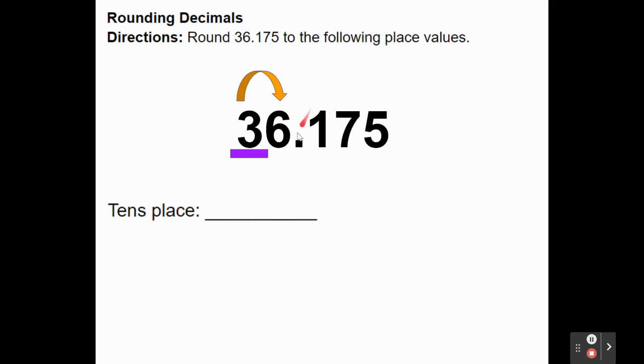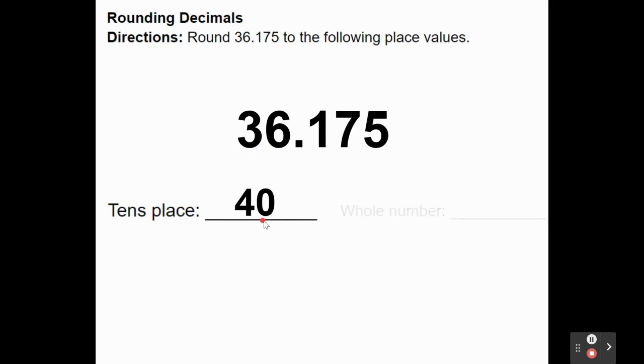Well, this 6 in the ones place makes our number round up to 40. Remember, if this number was 4 or less, we would let it rest down to 30. But since 6 falls in between 5 or more, we're going to raise the score up to 40.